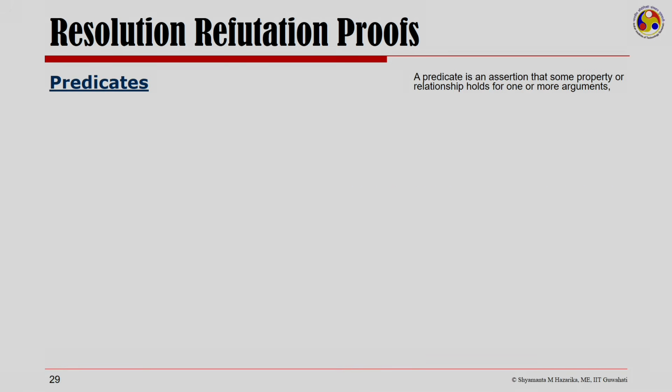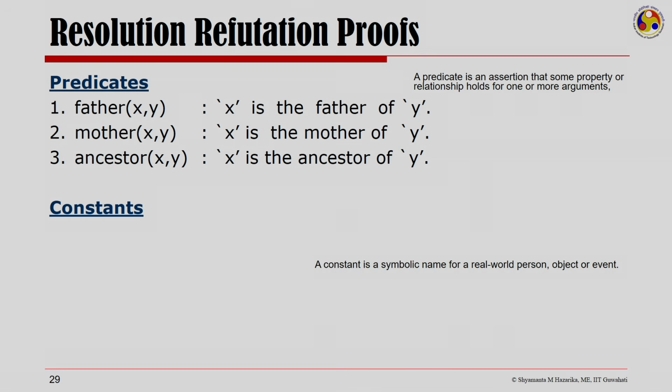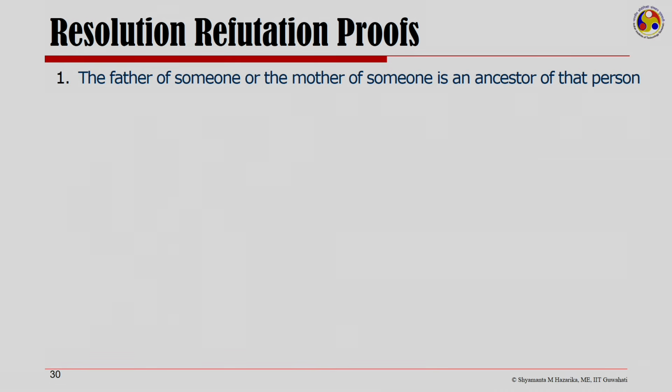First, we look at the predicates. We have father x comma y, x is the father of y. Mother x comma y, x is the mother of y. Ancestor, x is the ancestor of y. And then we have to use a couple of constants. Now, recall that a constant is a symbolic name for a real world person, object, or event. So, we have constants here: Jesse, David, Mary, and Jesus. And let us look at getting to the clausal normal form for these statements.